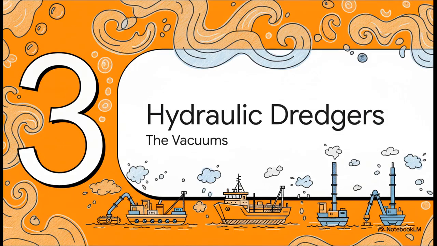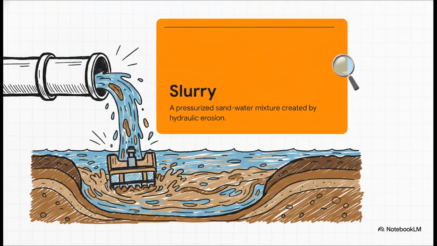Let's transition into Section 3, hydraulic dredgers, the vacuums. So if the last section was all about giant shovels, we're now looking at highly engineered underwater vacuums. But before we look at the actual machines, we have a vital learning checkpoint. You absolutely must understand this one term, slurry. Slurry is a pressurized sand and water mixture created by hydraulic erosion. Hydraulic dredgers actually intentionally introduce a ton of water to the soil to turn it into this muddy liquid soup. Why? Well, because you can't exactly pump solid rock through a pipe, right?